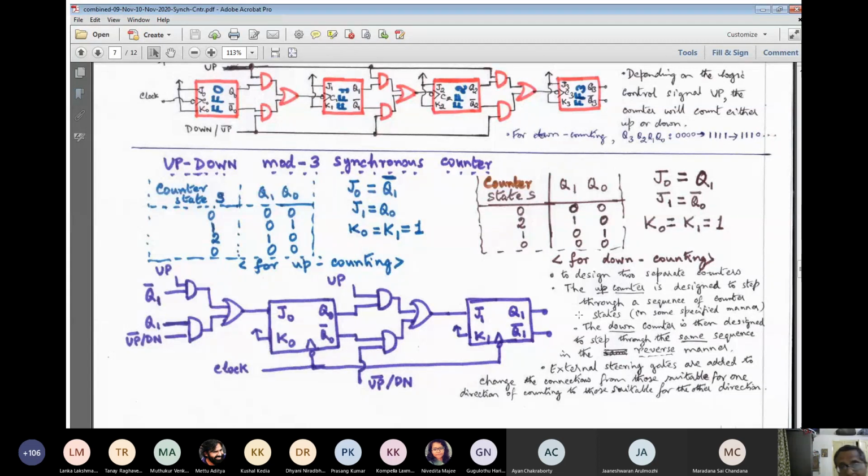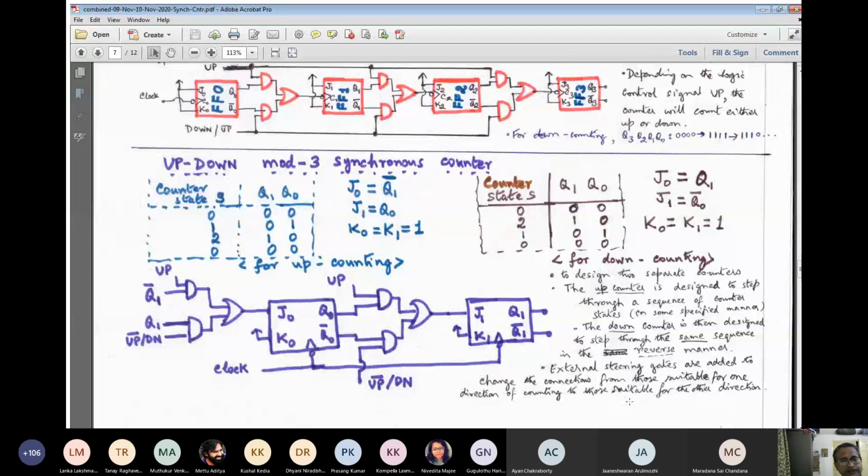Right? So what we are doing basically is as if we are designing two separate counters. The up counter is designed to step through a sequence of counter states in some specified manner. The down counter is then designed to step through the same sequence in the reverse order. And external steering gates are added to change the connections from those suitable for one direction of counting to those suitable for the other direction. Right? So very simple.